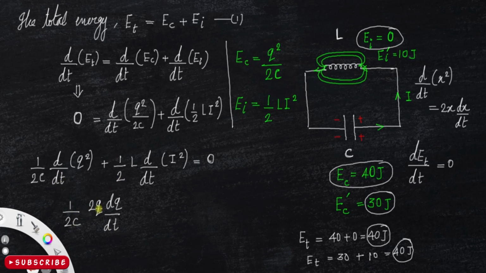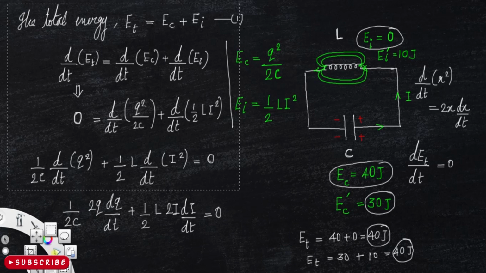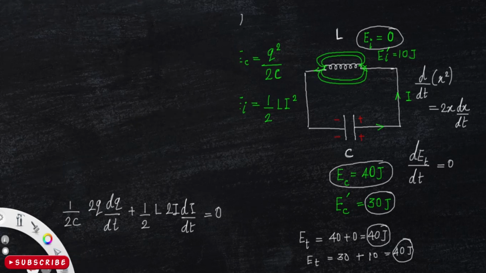So 1 by 2c 2q into dq by dt plus half L. Similarly, this will be 2i di by dt, which is equal to 0. d by dt of i square is 2i, then you have to put di by dt. Now, if you simplify this, we can cancel these 2's.